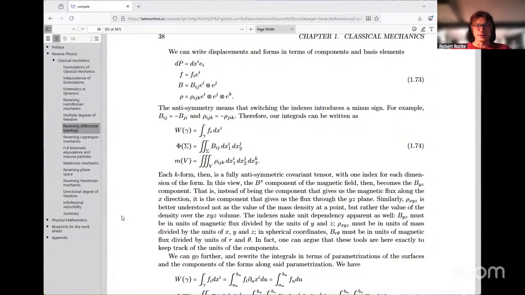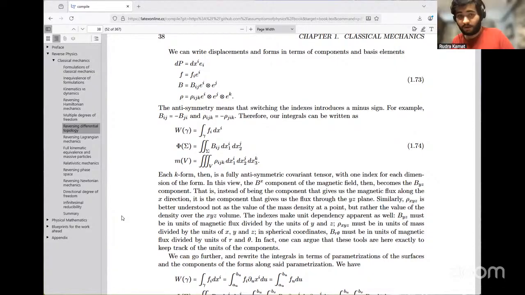The indices make unit dependency apparent as well. Byz must be in units of magnetic flux divided by units of y and z. Rho xyz must be in units of mass divided by units of x, y, and z. In spherical coordinates, B r theta must be in units of magnetic flux divided by units of r and theta. In fact, one can argue that these tools are here exactly to keep track of the units of the components.